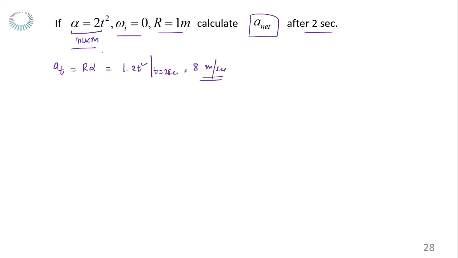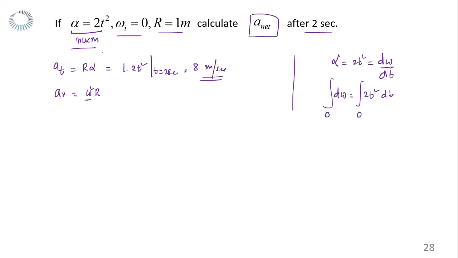Now regarding a_r, what is a_r? a_r equals omega squared into R, but omega is not given. For that, the expression for alpha is given. So alpha equals 2t squared, which can be written as d omega by dt. So d omega equals 2t squared into dt. Now integrate it. Initial omega is given as 0, so time is 0. At t equals 2 seconds, let us say omega is omega. So here omega should be equal to 2 times t cubed by 3. So with t equal to 2, 8 into 2 is 16 by 3 radian per second. Okay, so that will be the omega number.